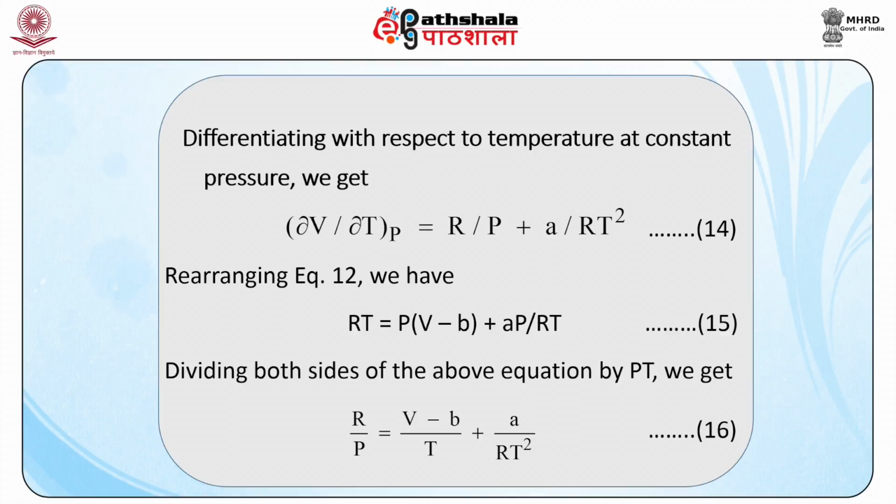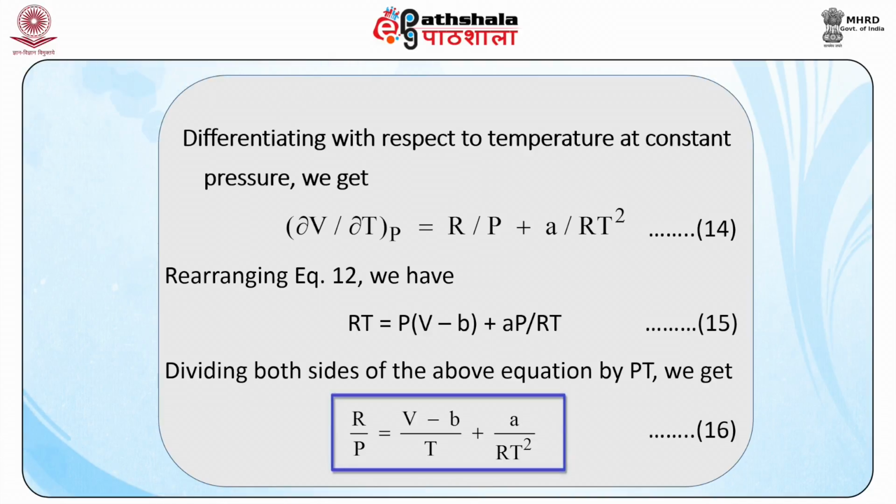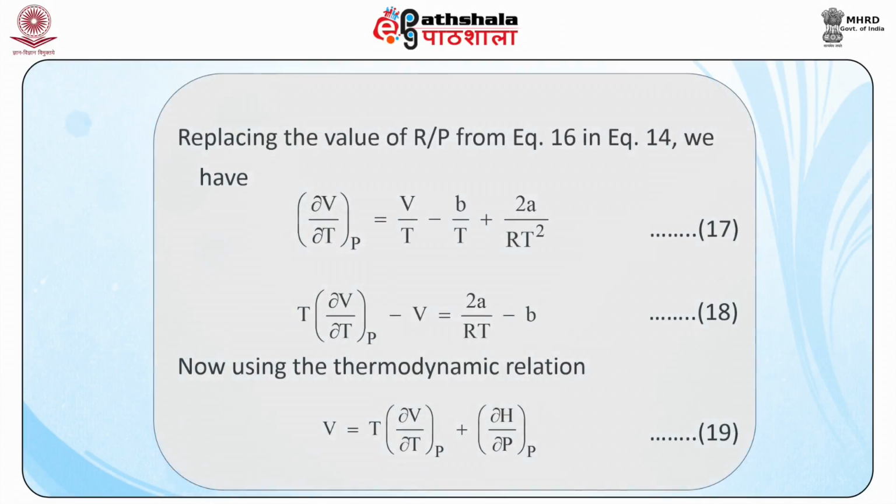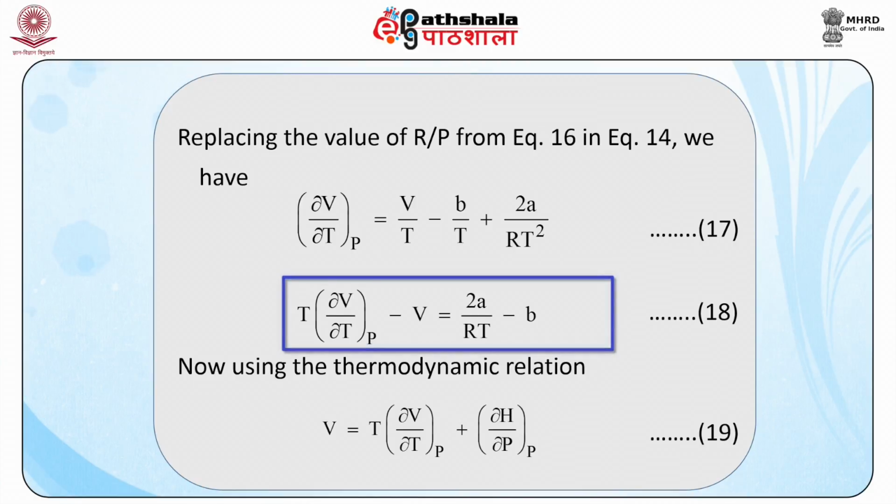Rearranging this particular equation, we get RT = P(V − b) + aP/RT. Now divide both sides by PT, we get R/P = (V − b)/T + a/RT², which is equation number 16. Now replace the value of R/P from equation 16 in equation 14. We get T del V by del T at constant pressure minus V equal to 2a/RT − b, which is equation number 18.